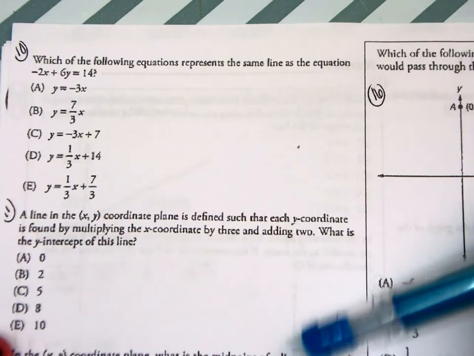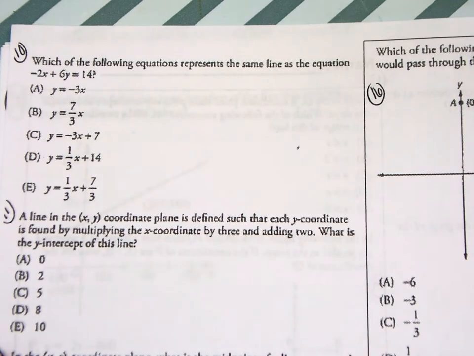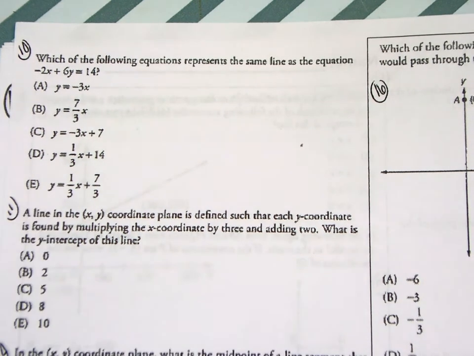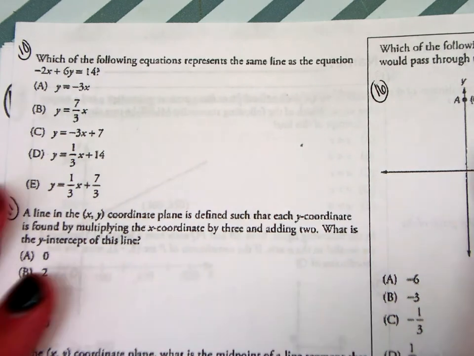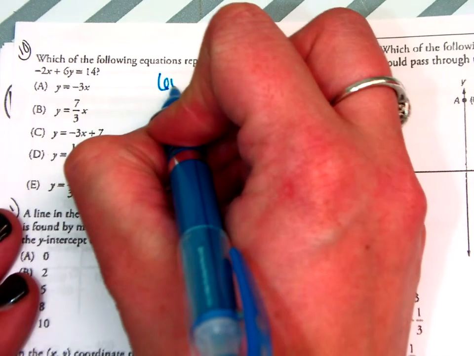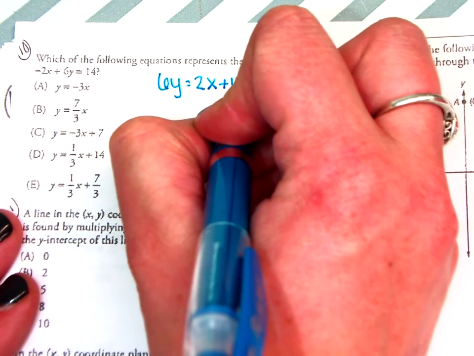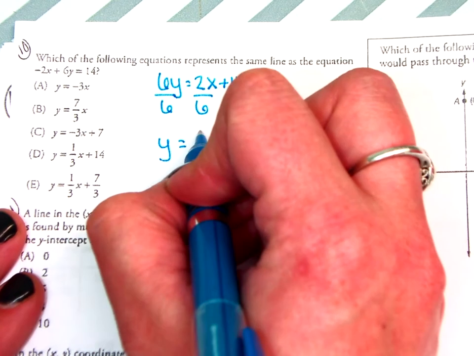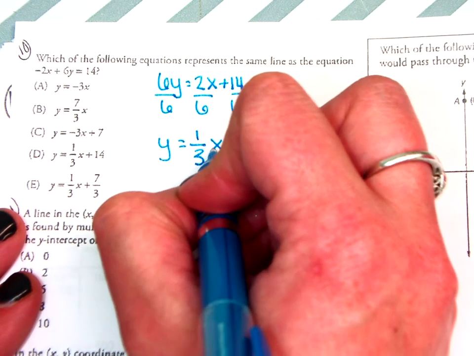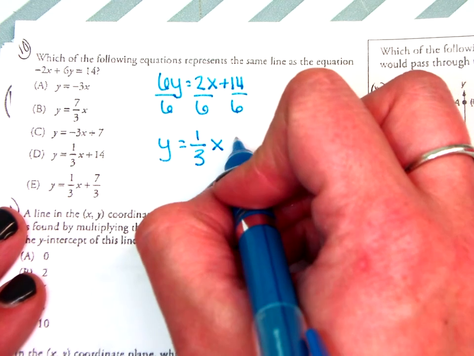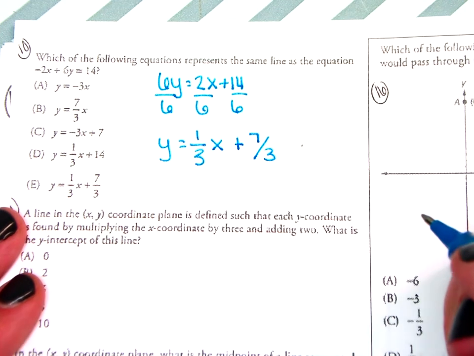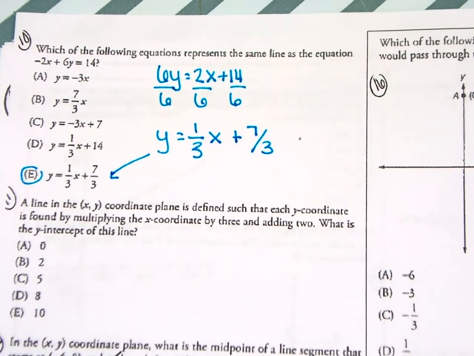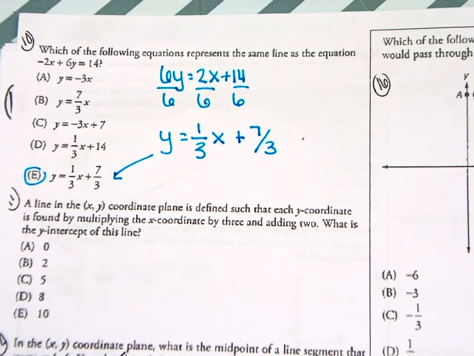So number 10 on this practice, which of the following equations represents the same line? Well, all of these are y equals, which means that we need to set it in y equals form. So I'm going to add 2x, so I get 6y equals 2x plus 14. Divide everything by 6. 2 divided by 6 is 1 over 3x. And 14 divided by 6 will reduce to 7/3. So looking at my answer choices, that is option E. All I'm doing is solving for y and then comparing.